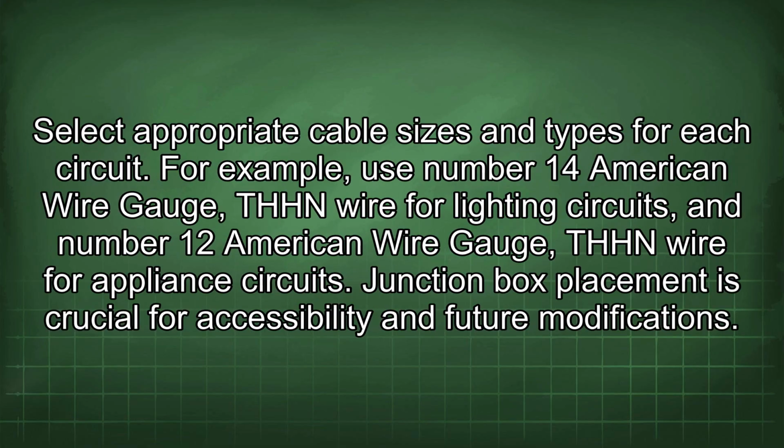Select appropriate cable sizes and types for each circuit. For example, use number 14 American wire gauge THHN wire for lighting circuits and number 12 American wire gauge THHN wire for appliance circuits. Junction box placement is crucial for accessibility and future modifications.